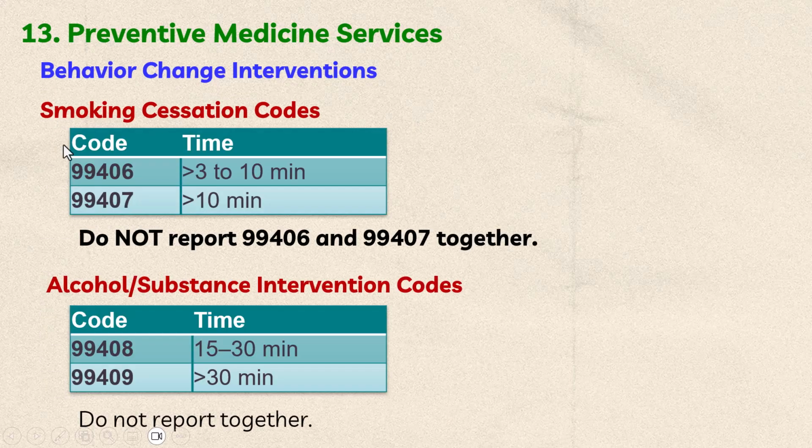So those are the behavior change interventions. The codes are two sets. First one for smoking cessation. So codes depend on the time, more than 3 to 10 minutes or more than 10 minutes.